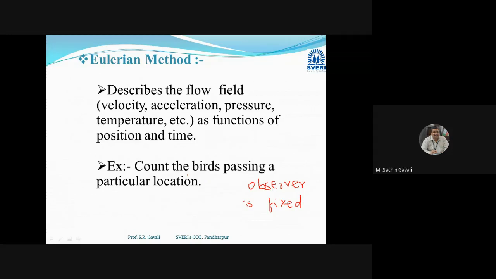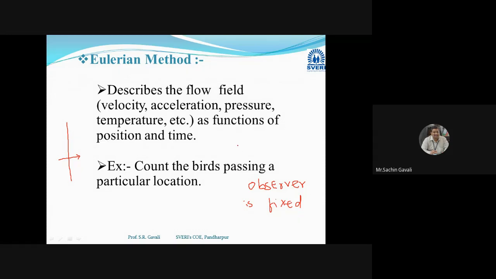Now, count the birds passing a particular location. Suppose we are sitting at one fixed location and counting how many birds there are, which bird is going fast, which bird is going with lesser velocity. At one particular junction we have to see and count. So generally we are considering a section, and at this section on the path, we ask what the velocity of the particular fluid particle is. The section consists of a number of particles, so only at a section are we observing.